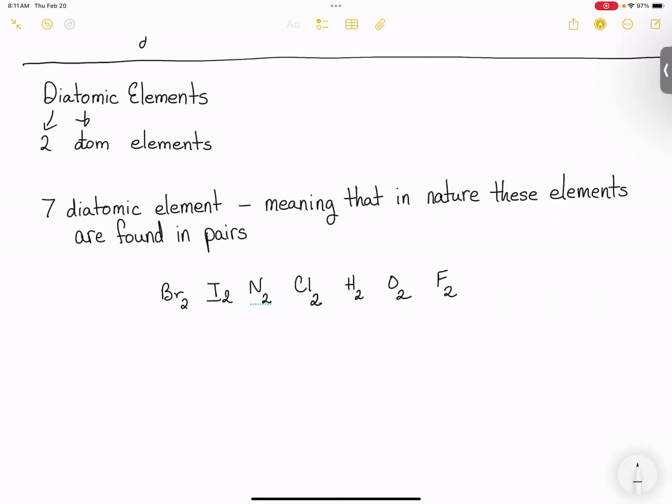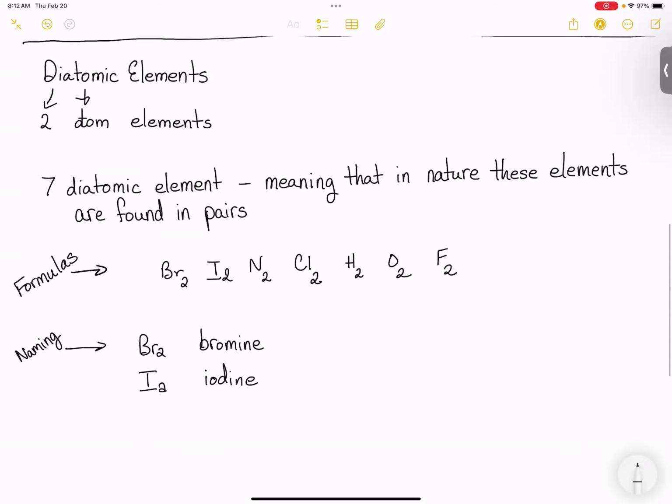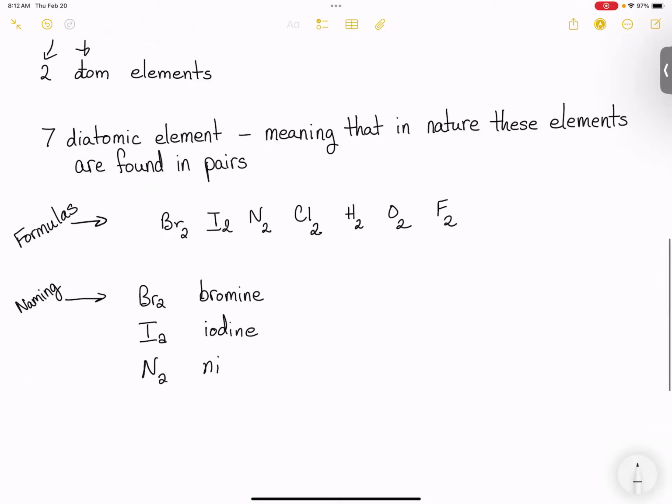So these are the formulas for those diatomic elements. Let's talk about naming. Br2 is called bromine. In other words, it has the exact same name as the element. I2 is iodine, meaning it has the exact same name as the element. N2 is nitrogen, meaning it has the exact same name.